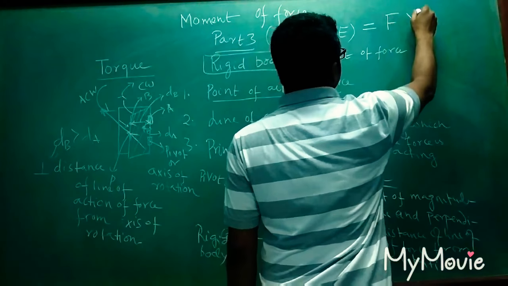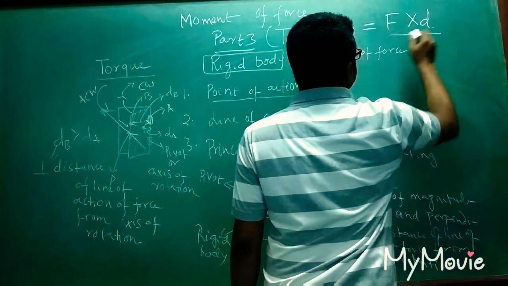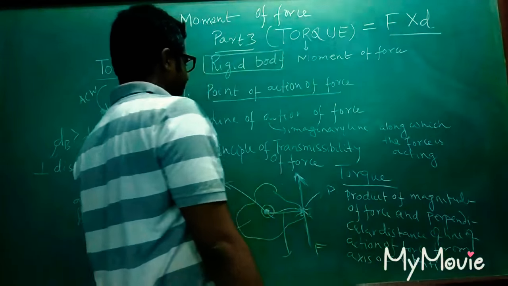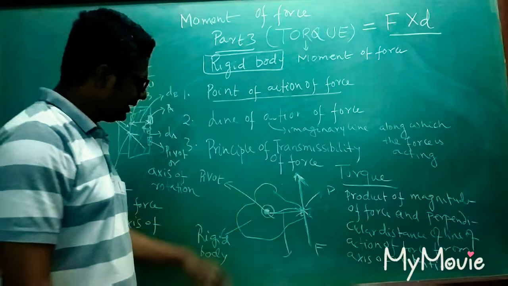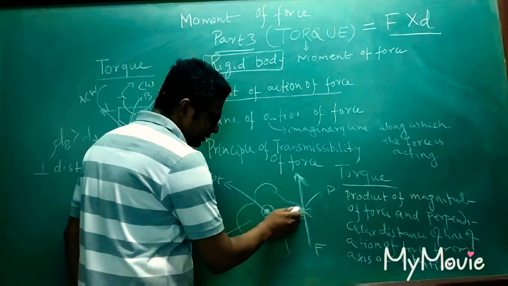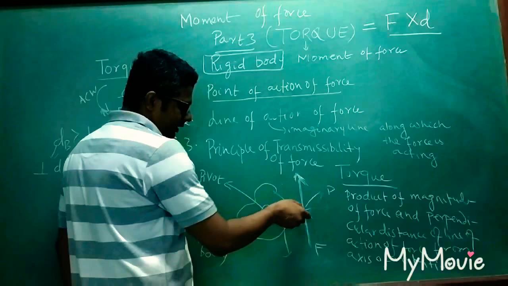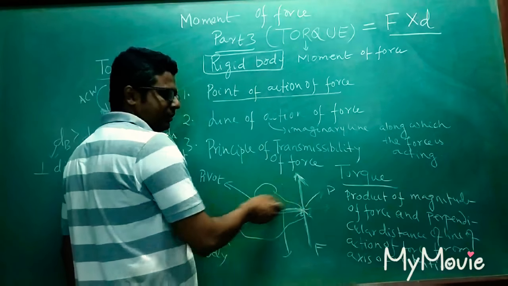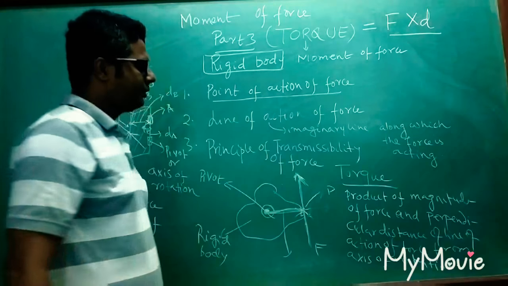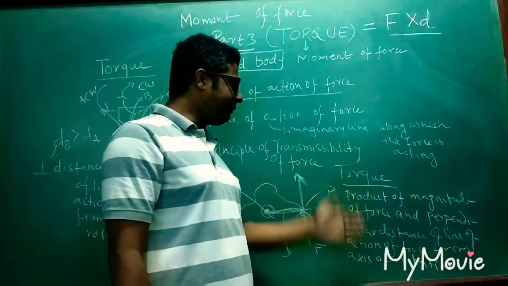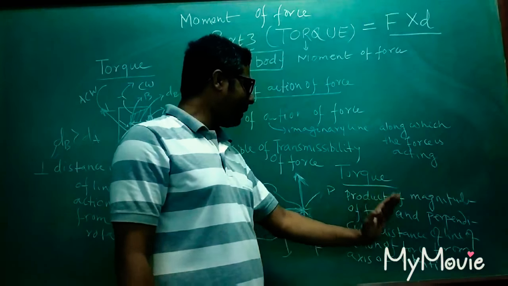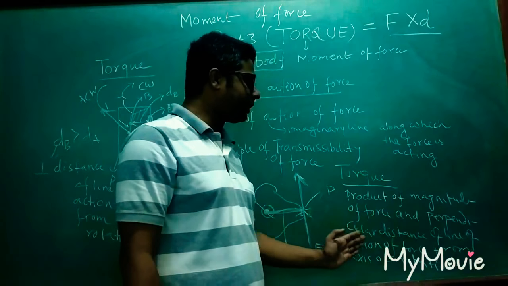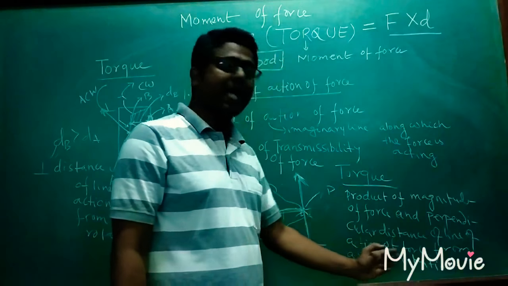So mathematically, if I want to write what is torque over here, then it will be force into D. So force is the amount of force that we are pushing. And what is D? D is the perpendicular distance of the line of action of force from the axis of rotation. So you can say that mathematically the definition of torque is product of magnitude of force and perpendicular distance of the line of action of force from axis of rotation.